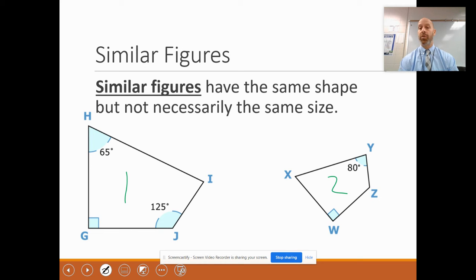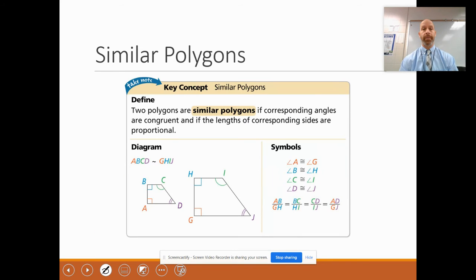So they are the same shape, even though one's kind of rotated. But they are not the same size. And we'll use something called the scale factor, which we saw earlier when we talked about that model airplane back in section 7.1. So here's a little bit more formal definition. Two polygons are similar if corresponding angles are congruent and the lengths of the corresponding sides are proportional.